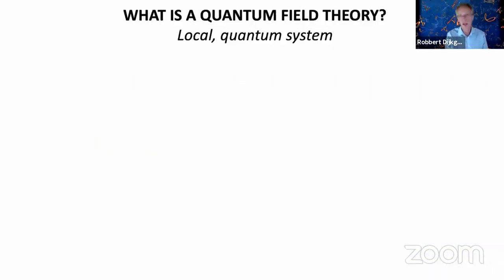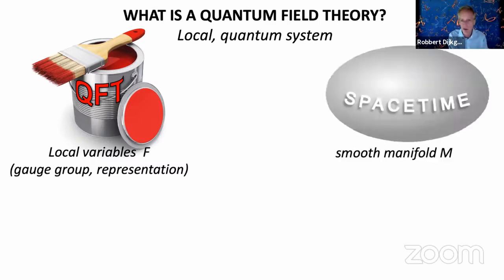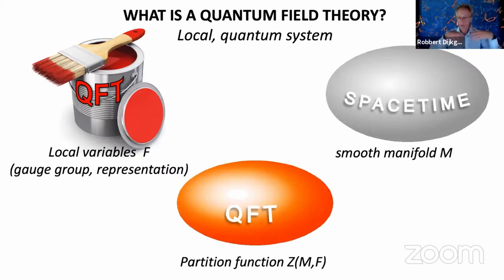Now, another open question is what exactly is a quantum field theory, which is the bread and butter of modern theoretical physics? Typically, we think of quantum field theory as a local quantum system. I think of this often as a bucket of paint. You have the local rules, mathematically the gauge group and the representation, so the matter and the forces. Then you have a space or space-time manifold, and you can basically paint that space-time manifold by covering it with the quantum field theory. And then the formulas of quantum field theory will produce for you numbers like the partition functions, scattering functions, etc. This is a very elegant picture, and just the way you learn quantum field theory in textbooks. But I think we have come to understand that the situation is much more complex.